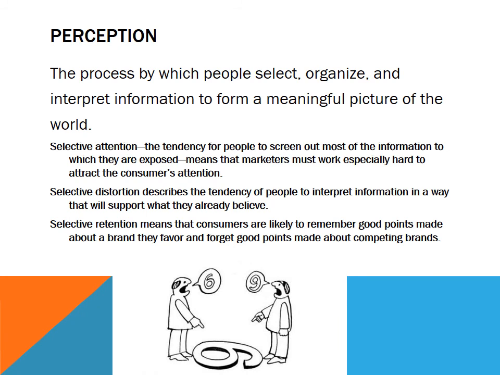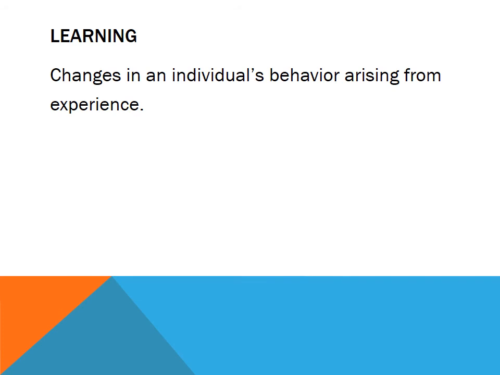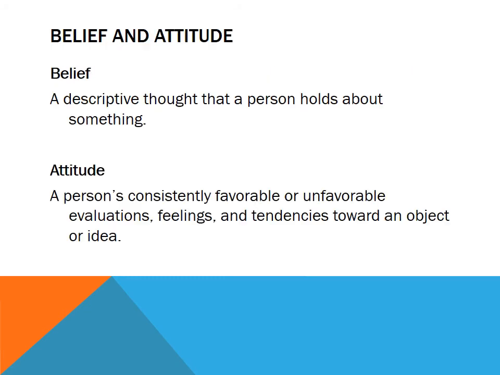Perception is a process by which people select, organize, and interpret information to form a meaningful picture of the world. From this picture, this person says it is 9, while this person says it is 6. It depends on how they see it from a different position. So it is telling us that people have different perceptions. Learning is always based on experience. You can learn something without having to experience it first, you can also learn from someone's story, but most of the time learning comes from experience.